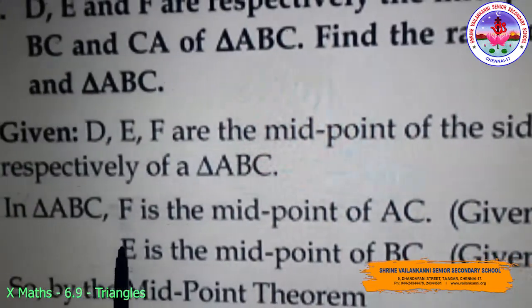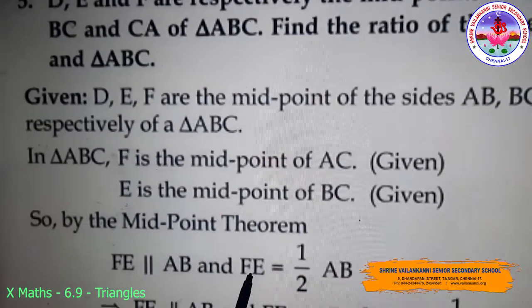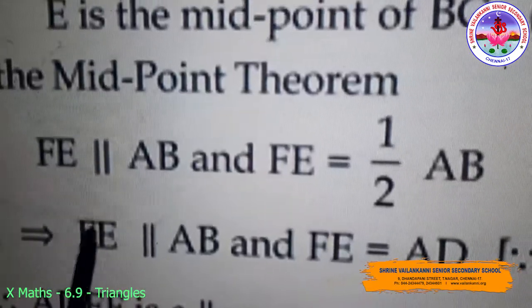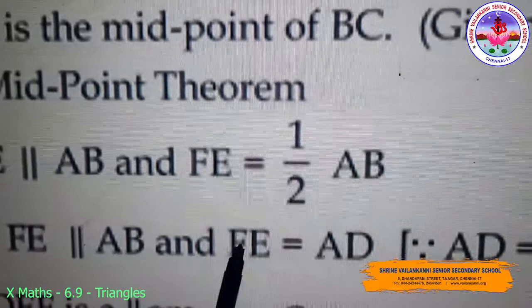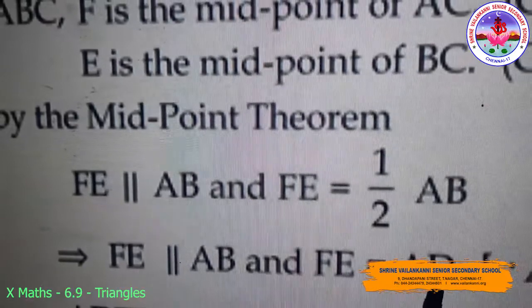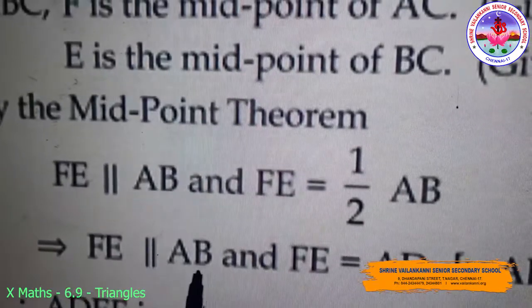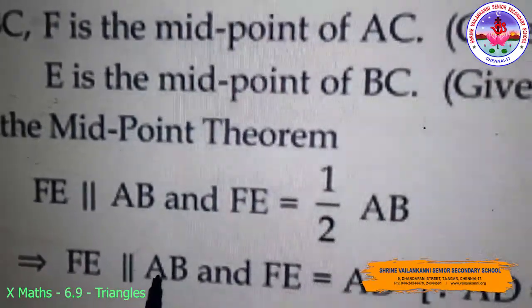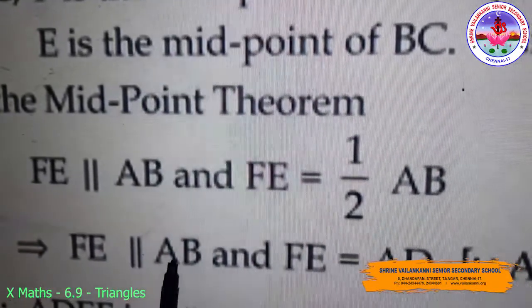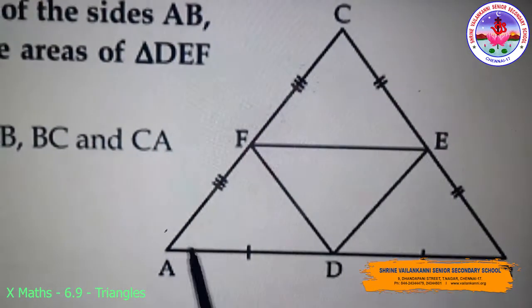So EF, the line joining the midpoints, will be parallel to AB, and EF will be equal to half of the measure of AB. So FE is parallel to AB and FE is equal to half of AB. I am writing it as AD, since D is the midpoint of AB, so I am writing half the length of AB as AD. Now coming to the concept, D is the midpoint on AB, so I can say that FE is parallel to AD. So we got FE is parallel to AD and FE length is equal to AD.